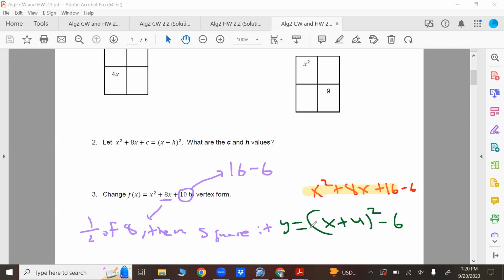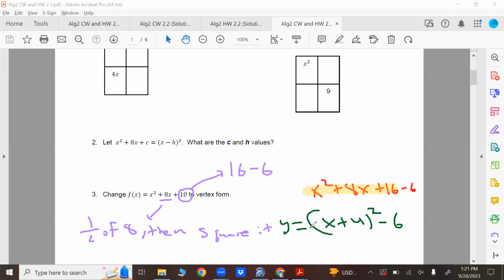So this is called completing the square. What you do is you're making this x squared plus 8x a perfect square trinomial. You're replacing a 10 with 2 numbers, 2 numbers that subtract to the 10, but enables us to find the pattern. So now you get a vertex.